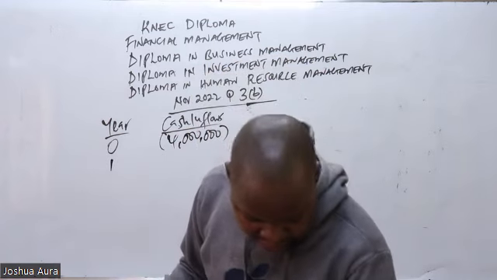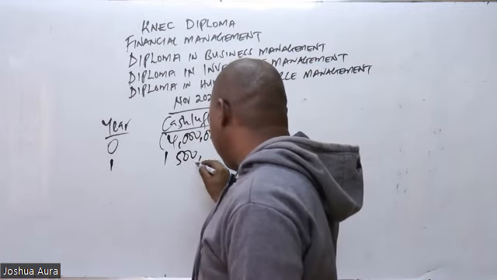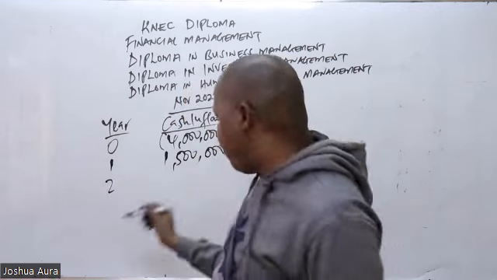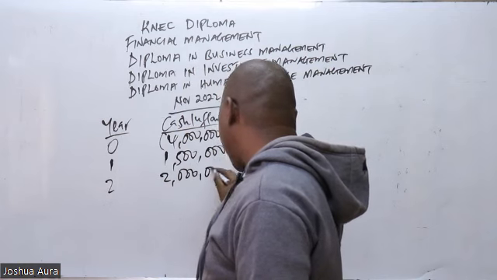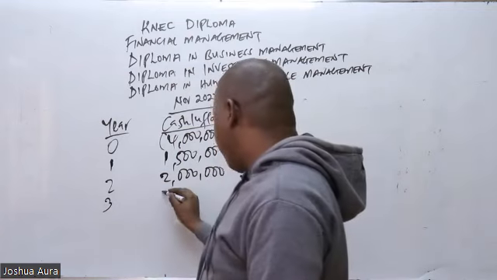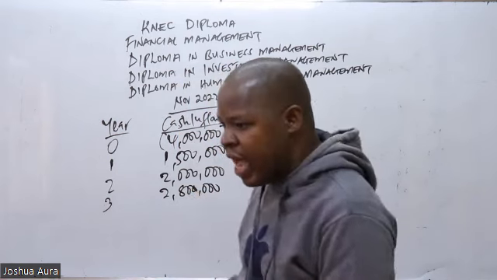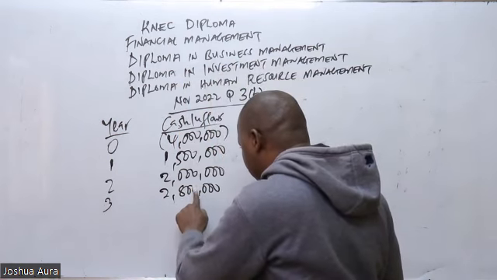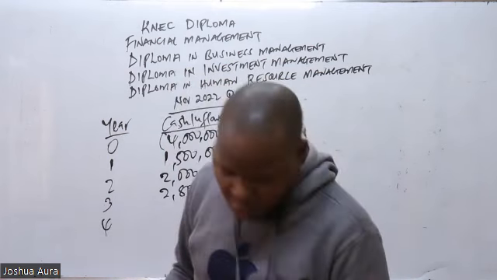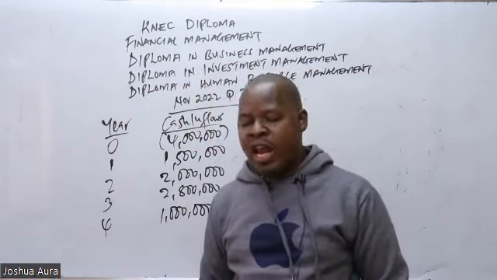Then year 1, we are given a cash inflow of 1,500,000 positive. That is inflow. Year 2, we are given a cash inflow of 2 million. Year 3, we are given a cash inflow of 2,800,000. Then year 4, we are given a cash inflow of 1 million.